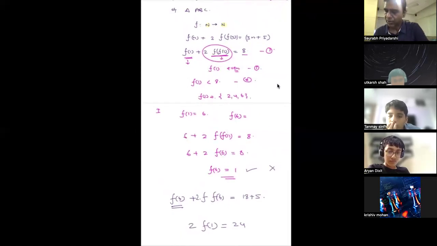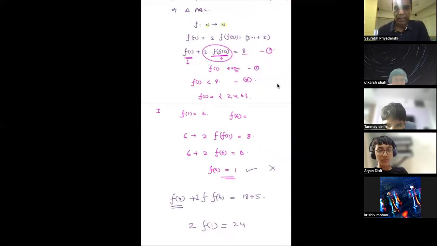Right. Now it's your job. Try for f(1) equal to 4. Do it fast. Try for f(1) equal to 4. Is this satisfying or not satisfying? I hope everyone is getting this point.